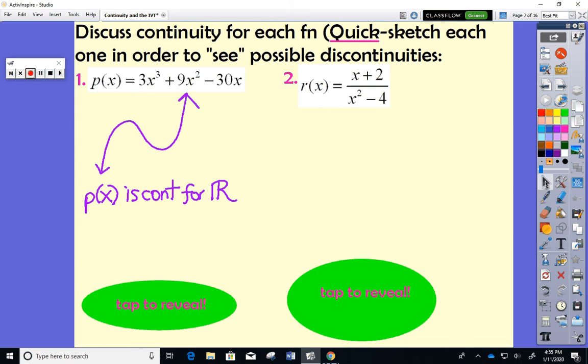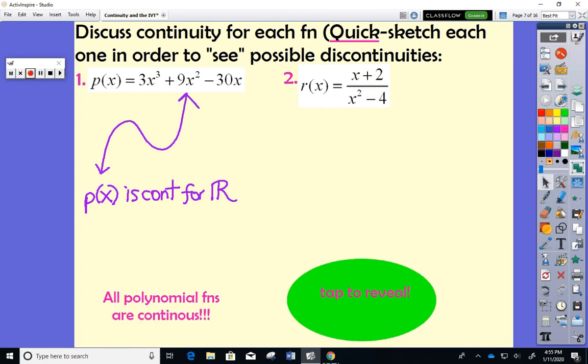So FYI, guys, all polynomial functions are always continuous. And so those are really nice functions to use for certain examples that we'll get to later, especially later in this lesson that deal with the intermediate value theorem.